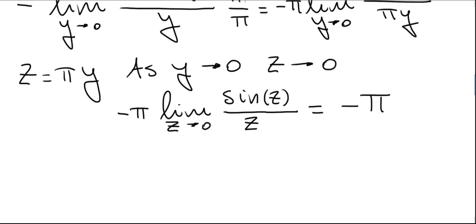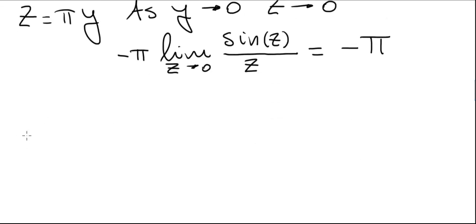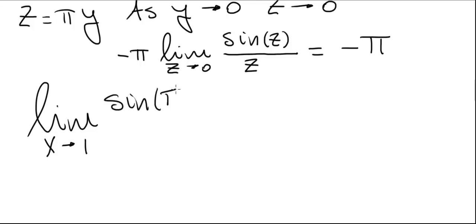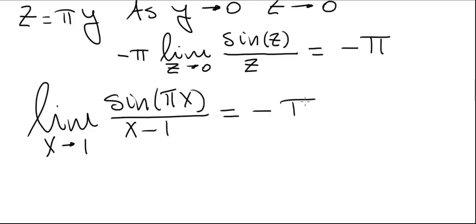So to summarize, the limit in variable x as x approaches 1 of sine of pi x divided by x minus 1, this limit is equal to minus pi.